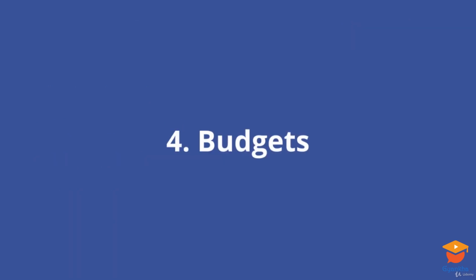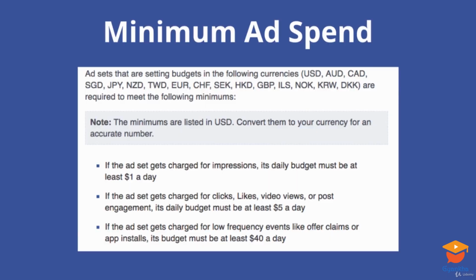Now, moving on to the fourth key to success with Facebook ads, it's budgets. And this is the key question that comes up. How much does it cost to advertise on Facebook? Well, I think there's really two ways to look at this. One is to look at the absolute minimum. So this is a screenshot from Facebook for Business. It shows the minimum ad spend for the currencies that are listed up the top here. So for USD, Australian dollar, Canadian dollar, euro, a lot of countries there, the minimum spends are as follows.